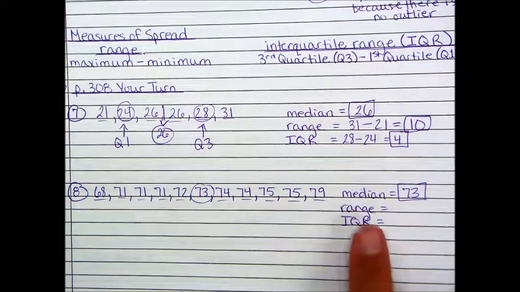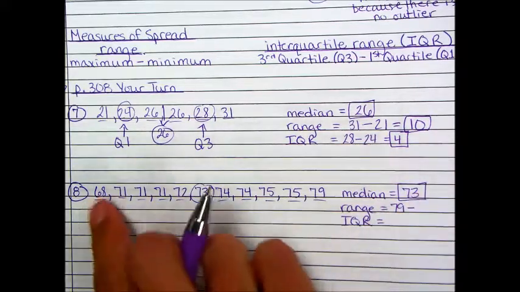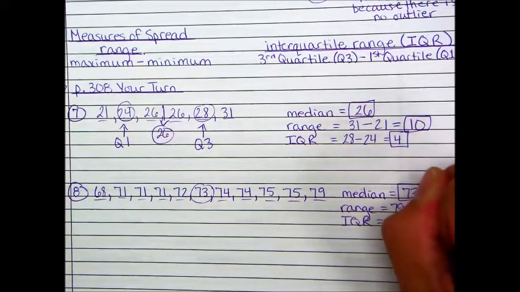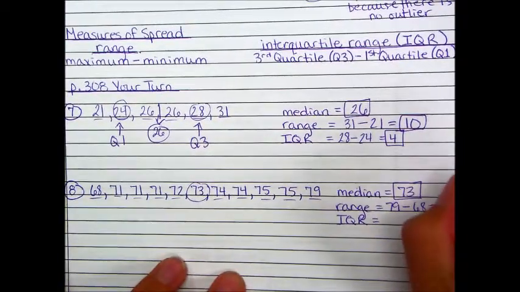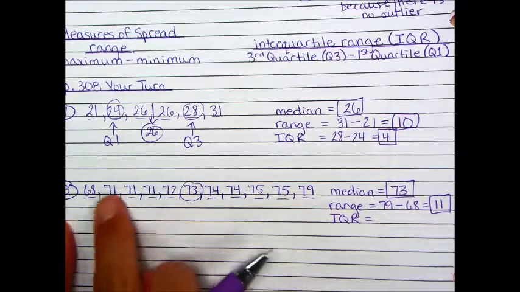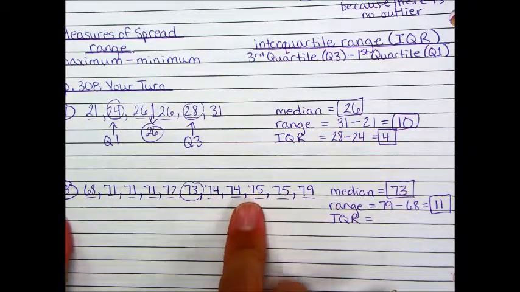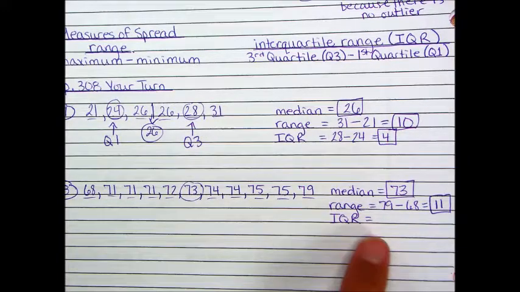Okay, let's do range and then we'll do IQR. Range is simply going to be the biggest number, which is 79, minus the smallest number, which is 68. 79 minus 68 should leave you 11. Range, 11. This has a spread of 11. But now we're going to look at the spread between just Q1 and Q3, which means we got to find Q1 and Q3.